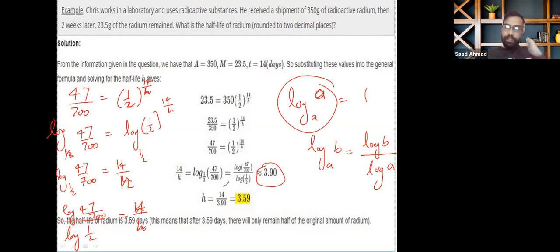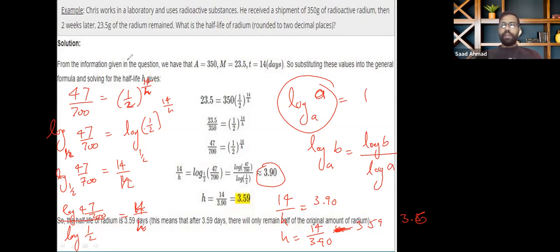So 14 over h equals 3.90, and then we cross multiply, so h equals 14 divided by 3.90, which is approximately 3.59, or you can say 3.5 days or 3.6 days. So after about 3.5 days, half of the amount that you put there is left and half is gone.